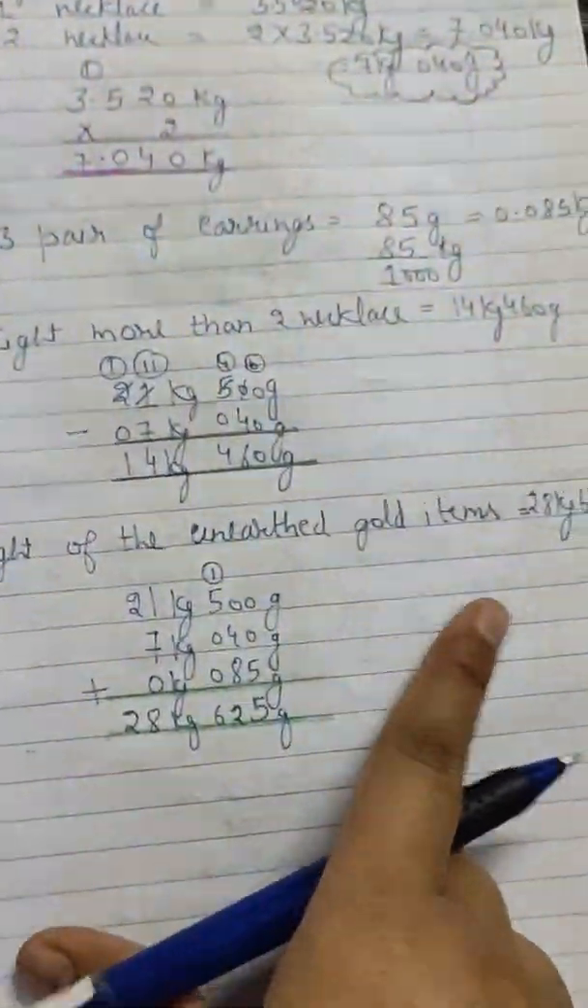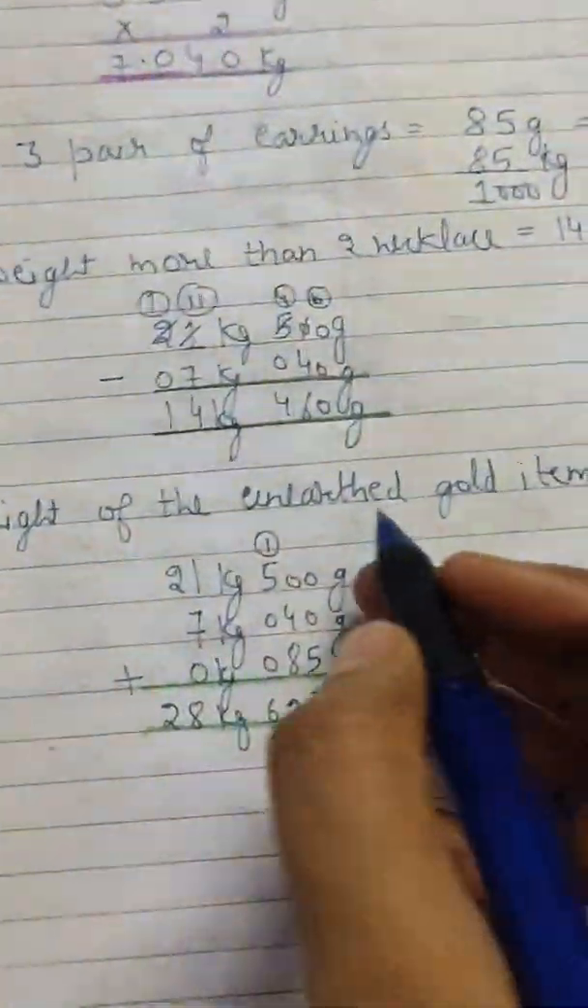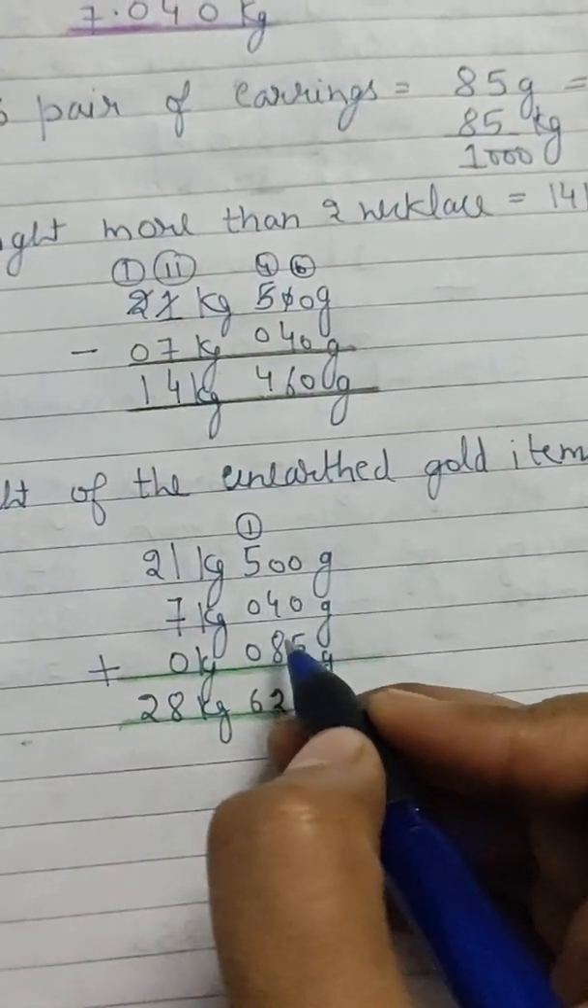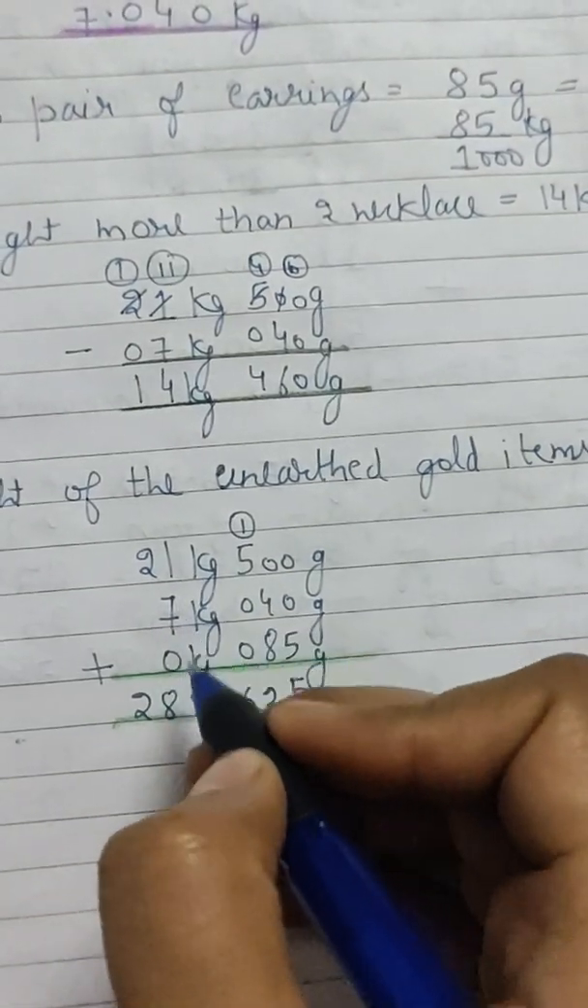The second question was the total weight of the unearthed items, we have to find. So you will simply add: 0 plus 0 plus 5 is 5, 5 plus 4, 0 plus 4 is 12, 1 carry, 5 plus 1 is 6 kg, 1 plus 7 is 8, 2.